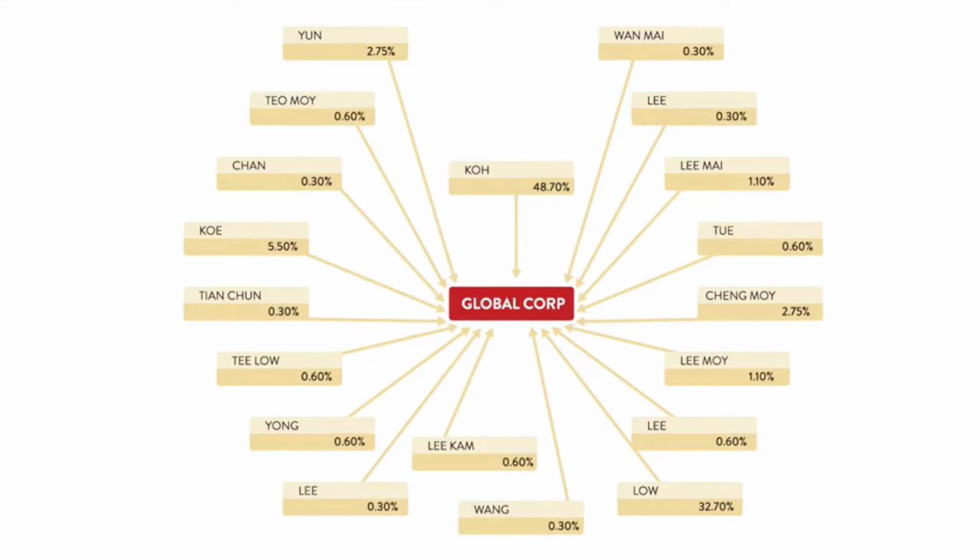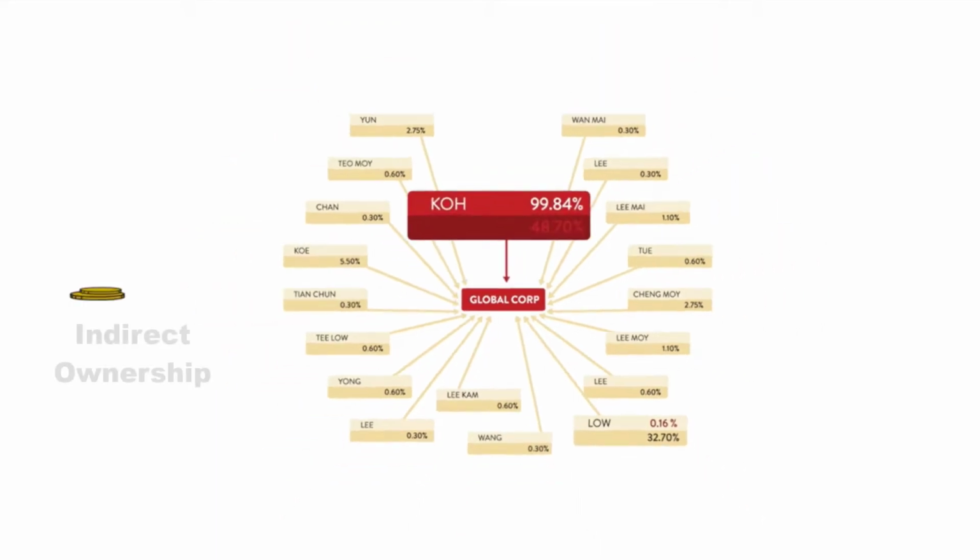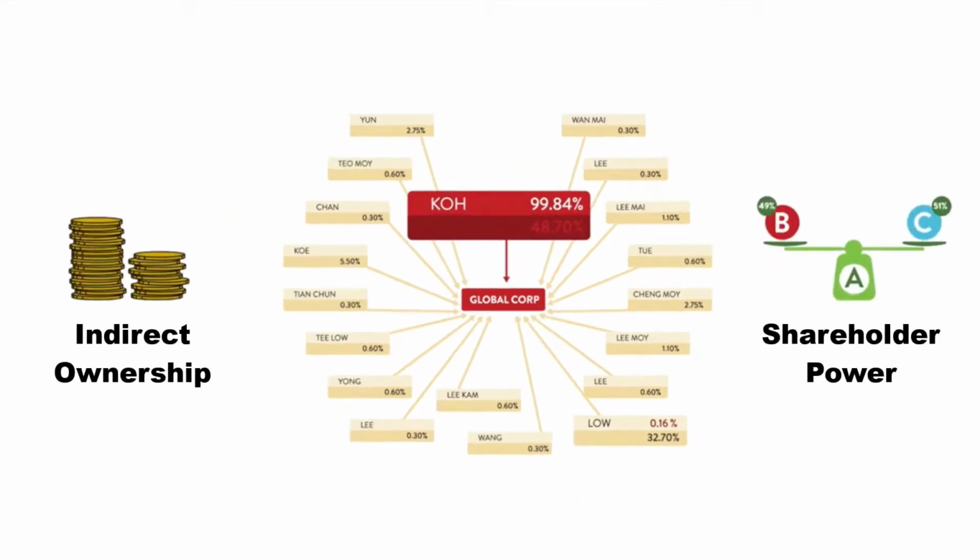As we saw earlier, the number of shares does not necessarily reflect the shareholder power of an individual. In this case, the shareholder with the 48.7% ownership stake has 99.84% shareholder power and could be considered to be in control of the company. The second largest owner, on the other hand, has an ownership of 32.7%, but the shareholder power of just 0.16%. If you want to understand the true shareholder structure of a company, then you must know both the indirect ownership and the shareholder power of the owners.